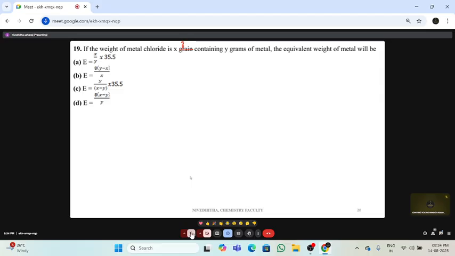Ma'am, the weight of the metal is Y, and the weight of the chloride is X minus Y, into 35.5, ma'am. So you're talking about some specific formula, I guess. Okay, fine. So Bhumika's answer is option C. Rakshan, Sendamil Selvan?